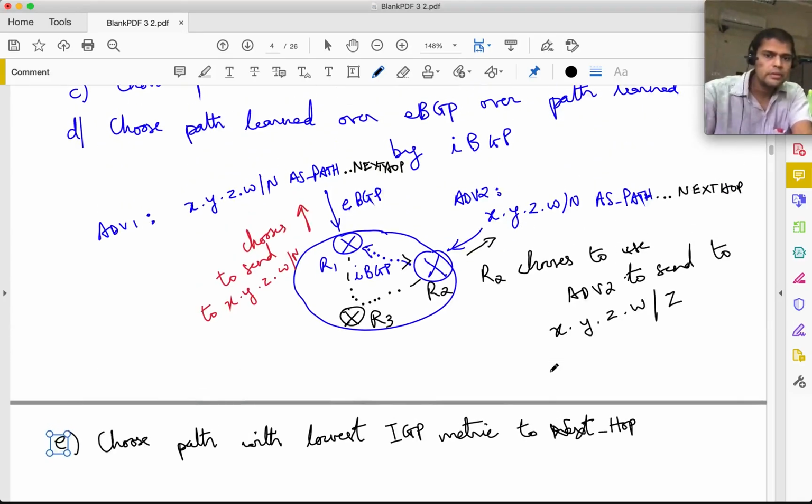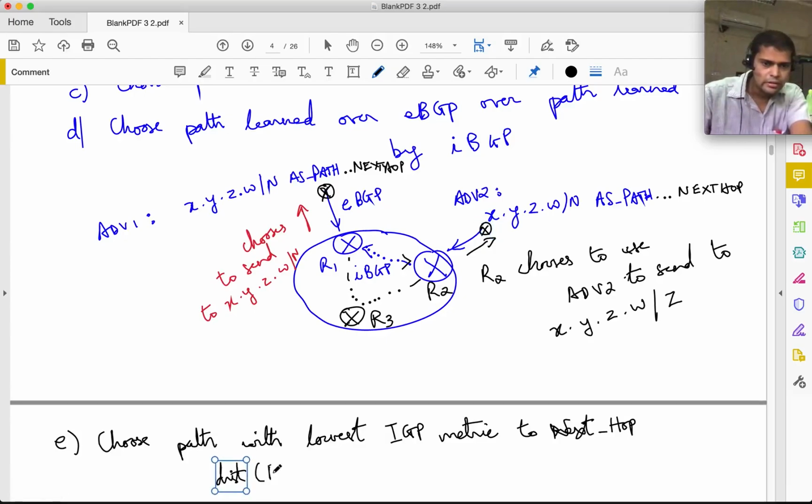So what does that mean? There is some next hop over here and there is some next hop over here, right? So we are assuming that these links are also advertised. Let's say that these links are part of the IGP protocol, right? So R1 can say that I'm connected to this next hop and this is the link weight, right? So it's advertised.